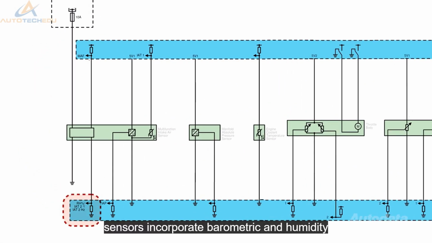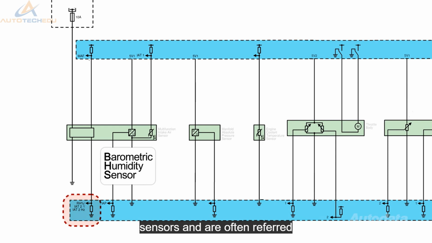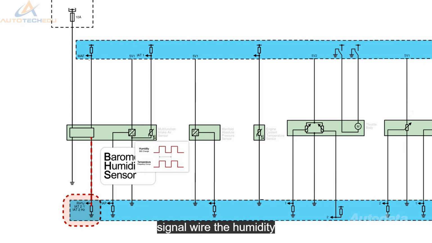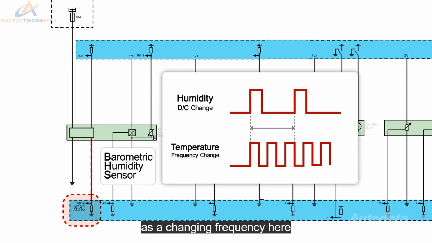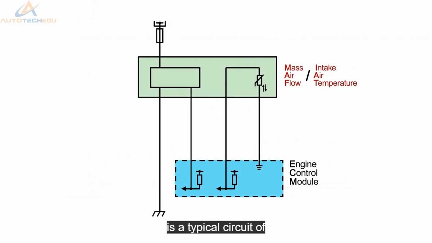The latest MAF sensors incorporate barometric and humidity sensors and are often referred to as mini weather stations. These sensors send temperature and humidity data along one signal wire. The humidity is sent as a changing duty cycle and the temperature as a changing frequency. Here is a typical circuit of a MAF sensor that incorporates the intake air temperature, or IAT sensor.